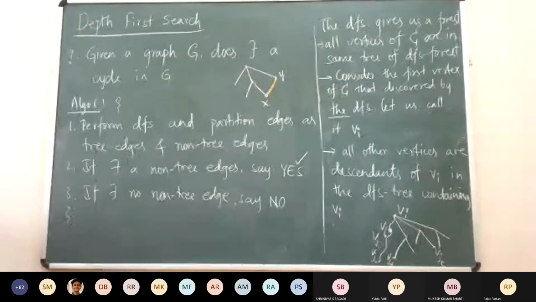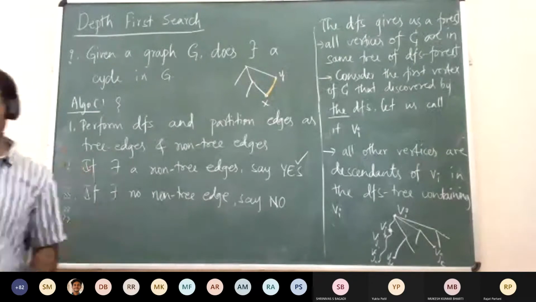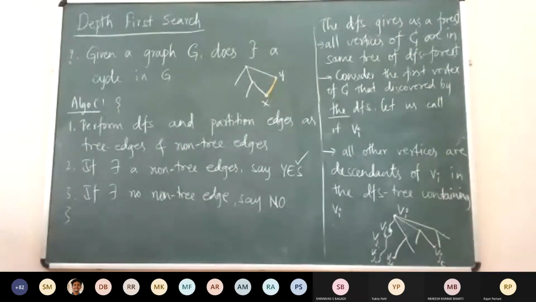This is what we did in yesterday's class, and we were also trying to prove that there exists some edge which belongs to this cycle, which will be a non-tree edge. That was what we were doing yesterday. Any more thoughts? Did you think about it? You left it here yesterday. How do we complete the proof?